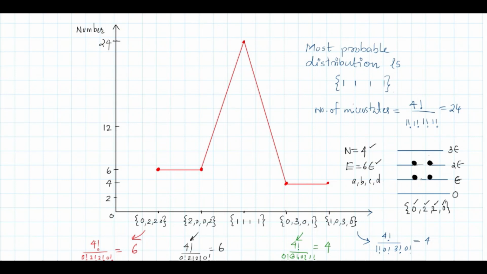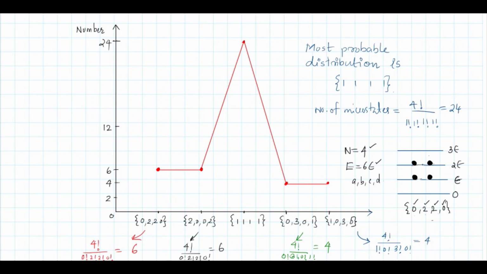Then if you interchange two particles, that doesn't make any difference. All those correspond to the same microstate. So for this particular distribution 0, 2, 2, 0, there is only one microstate. So for all these 5 distributions, the number of microstates will be 1.